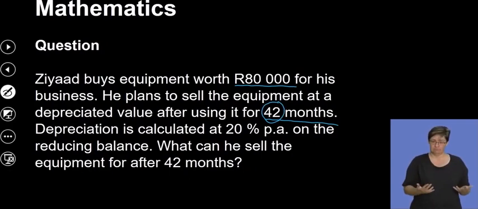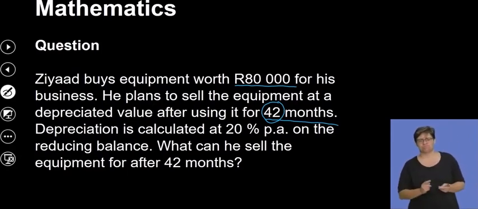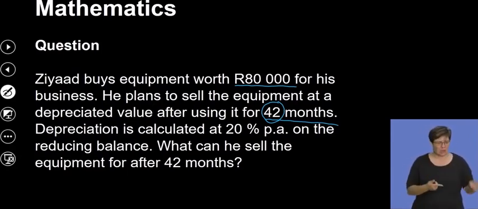All right, so depreciation is calculated at 20% per annum on the reducing balance. Now what we want to know is, what can he sell the equipment for? Because after all, remember, to sell the equipment, it does not necessarily mean that he's selling it because the business is not there anymore. It might be to renovate, and now I have more clients, so I need maybe faster equipment or better equipment.